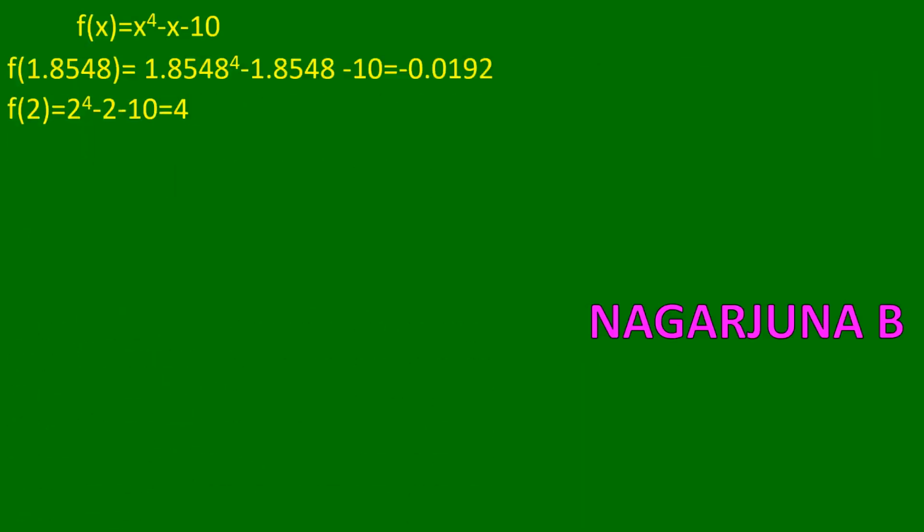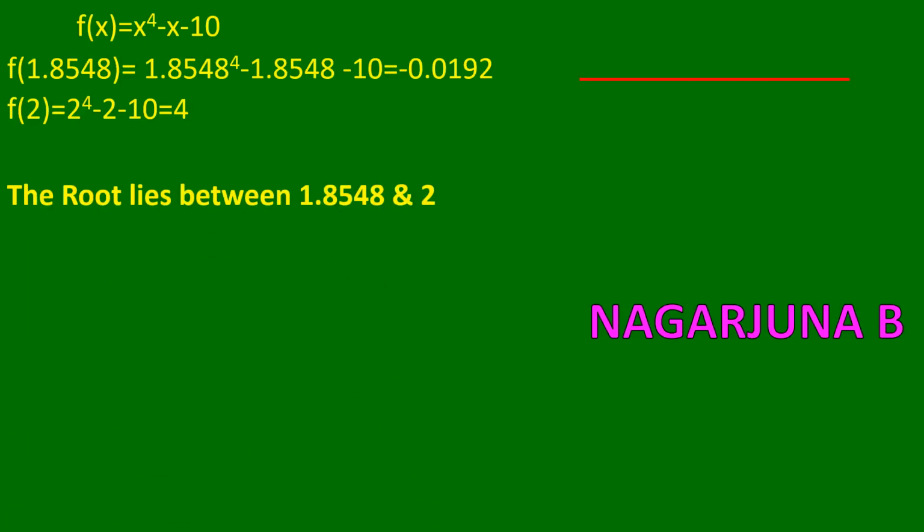f of x is equal to x to the power 4 minus x minus 10. f of 1.8548 is minus 0.0192. f of 2 is 4. The root lies between 1.8548 and 2, diagrammatically representing it: for 1.8548 you have got a negative value, and for 2 you have got a positive value, right?